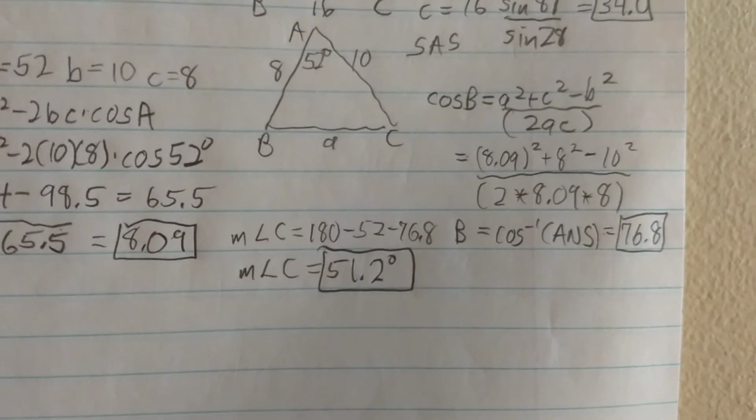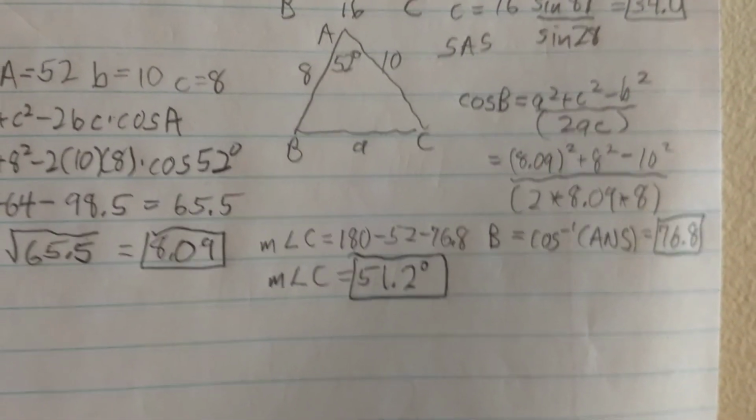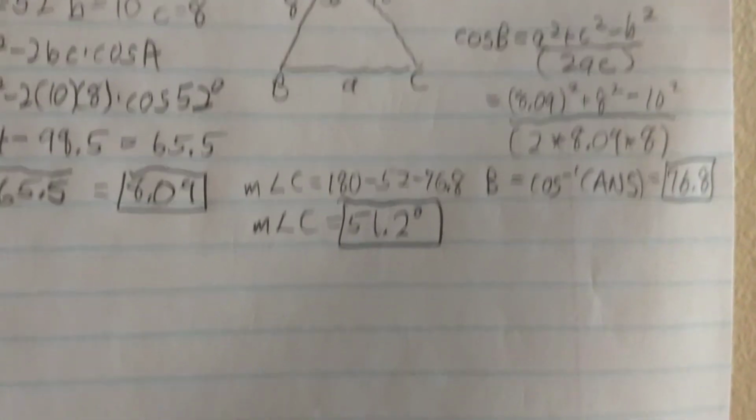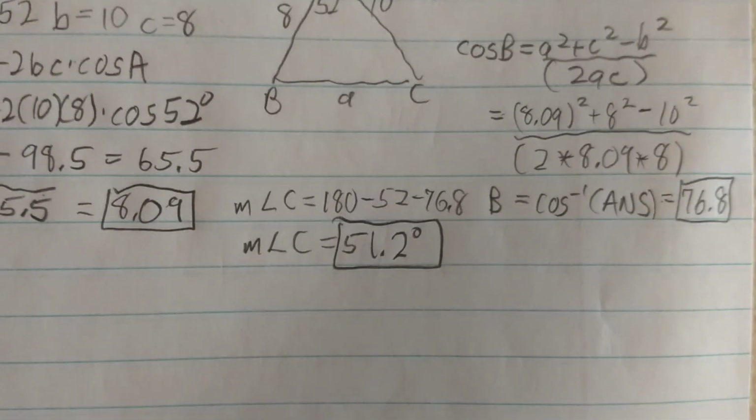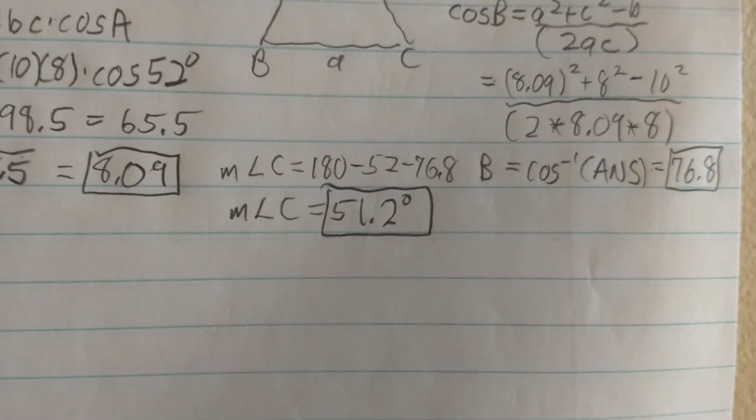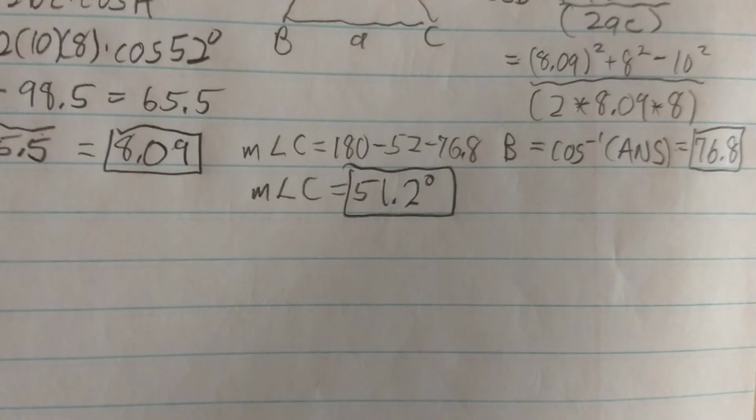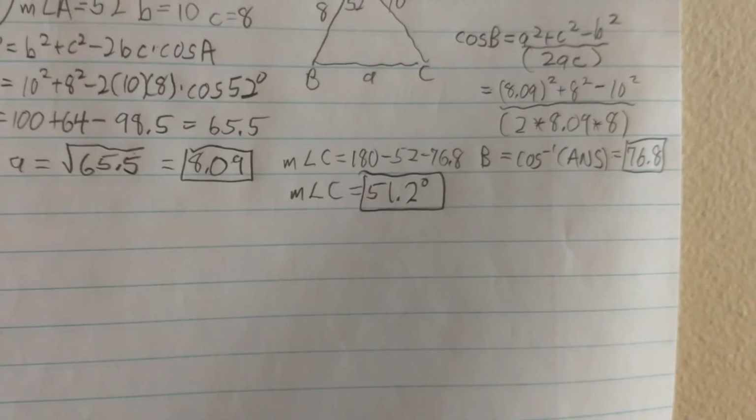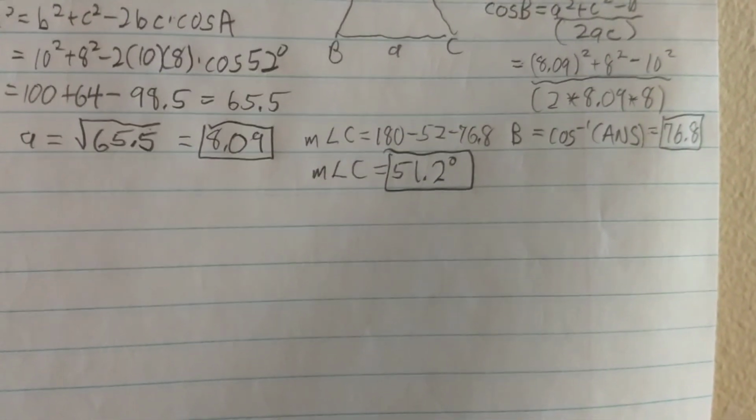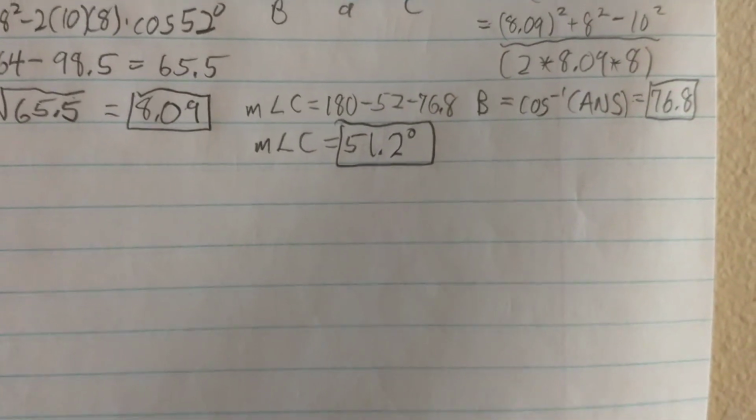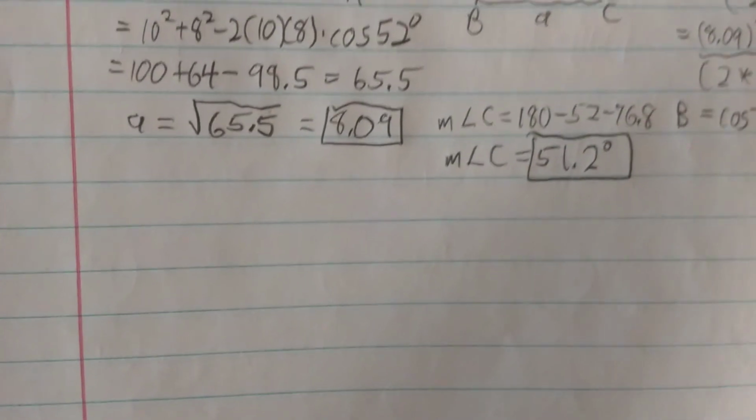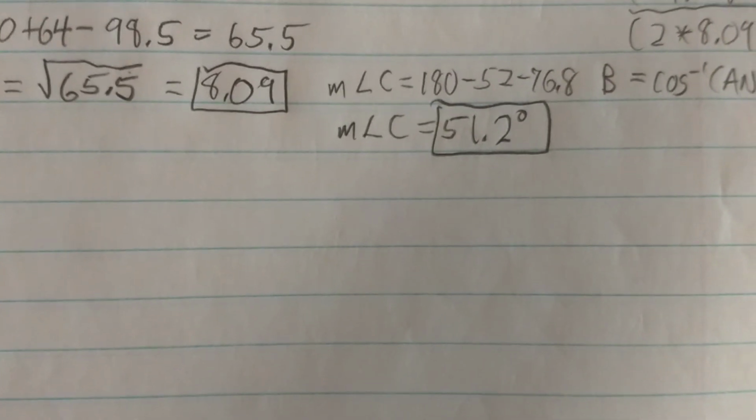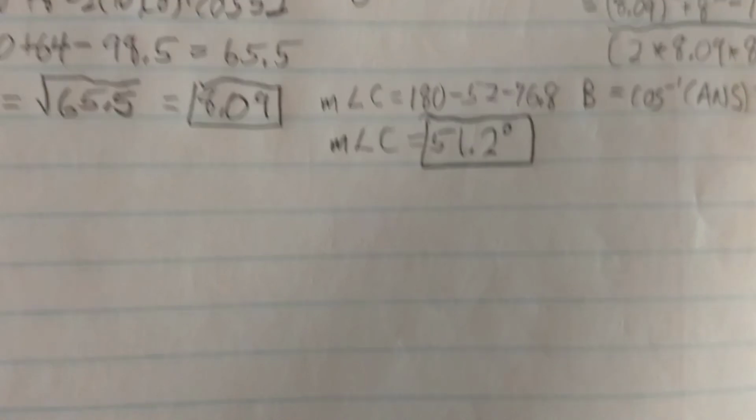Now that we have all three sides, we can get cosine B is a squared plus c squared minus b squared over 2ac. So we'll plug in 8.09 squared, what we found, plus 8 squared minus 10 squared, divided by parentheses 2 times 8.09 times 8, and that will give us an answer, and then we can take the inverse cosine, and that will give us 76.8 degrees. Now to find our last angle, C is 180 minus 52 minus 76.8, or what's left is 51.2.